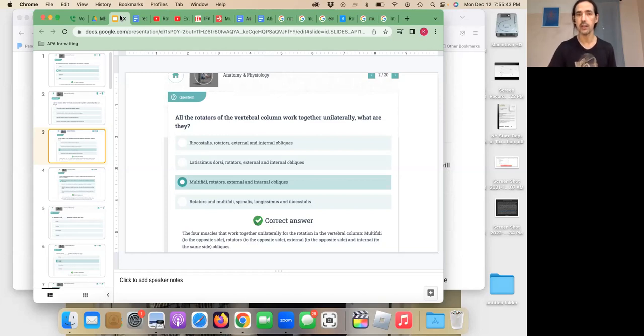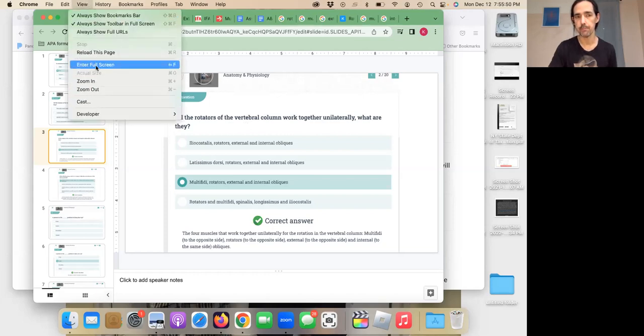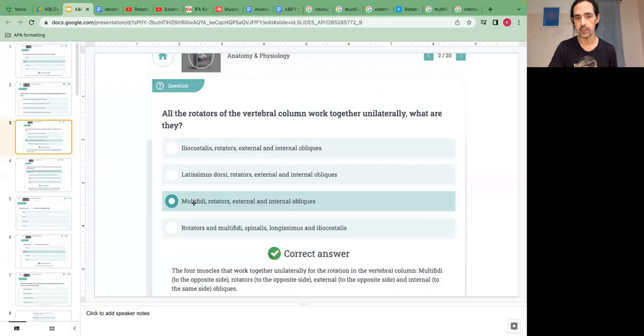If all the rotators of the vertebral column work together unilaterally, what are they? That's the multifidi and the rotatores, which you remember do side flexion on the same side, ipsilateral, and they do contralateral rotation, rotation toward the opposite side. External and internal obliques. External starts on the midline and goes up. Internal obliques start on the midline and go down.